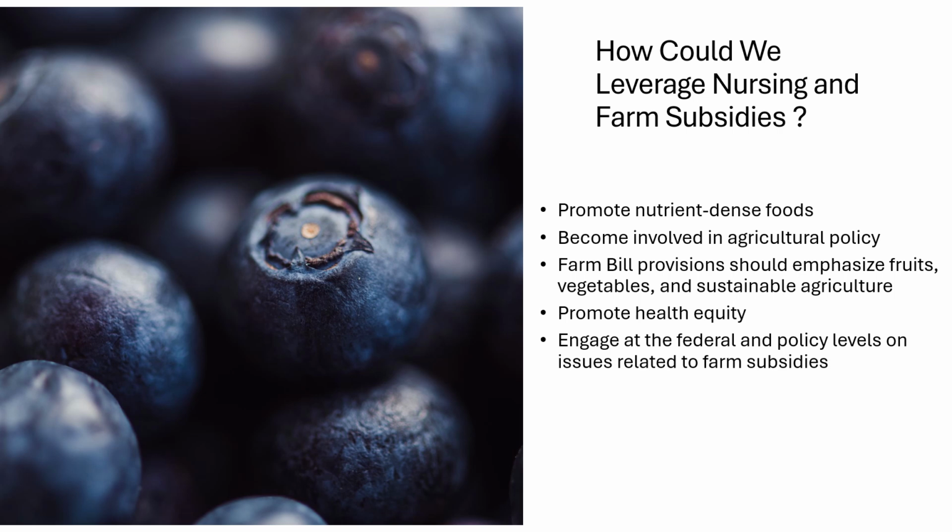Farm bill provisions, like I said, should emphasize fruits, veggies, and sustainable agriculture so we can balance our population health and our farmers, ensuring that we are supporting a healthy community, which then goes into promoting health equity by integrating nutrition metrics into agricultural policies. So how can we blend these together in order to have a really good end result for our communities? And then ensuring we're engaging at our federal and policy levels on issues related to farm subsidies.